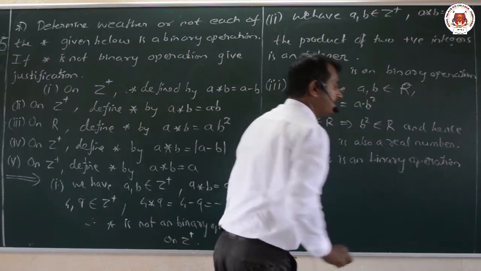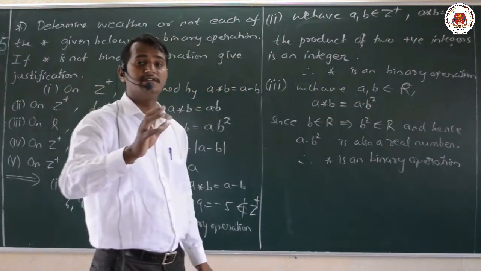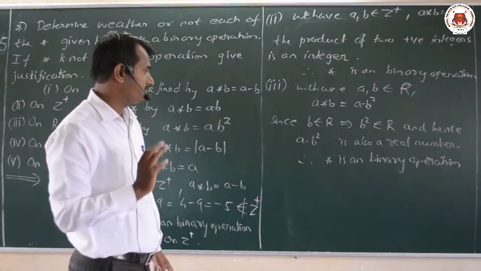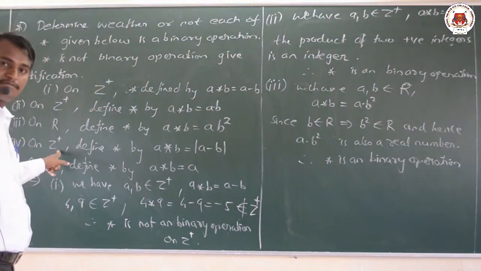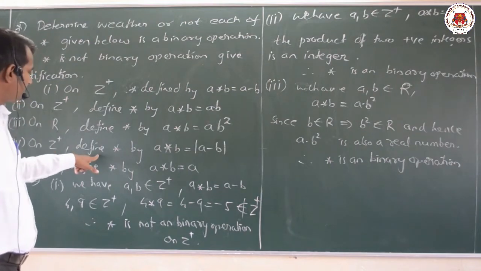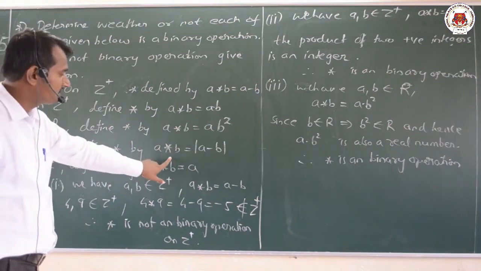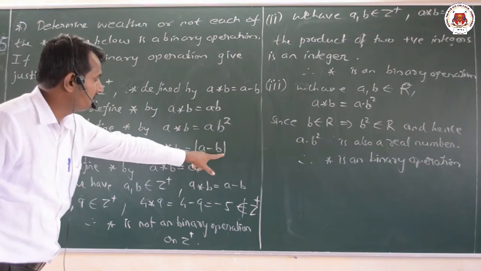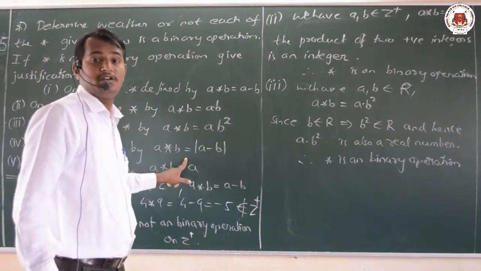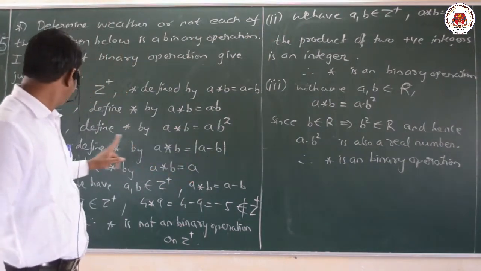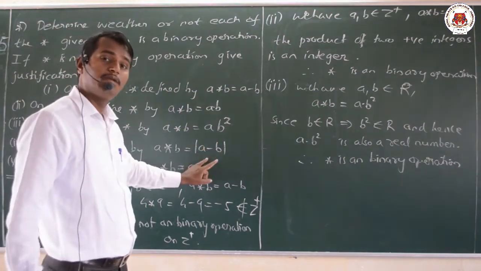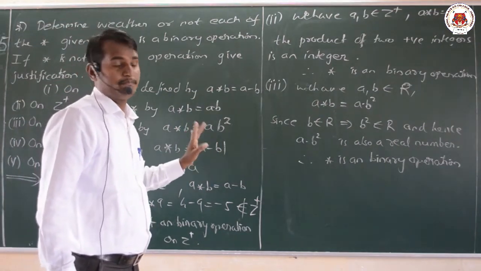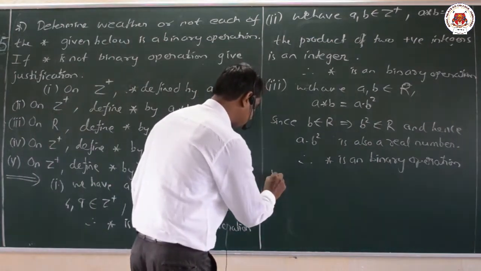Therefore star is a binary operation. Dear friends, it is a very simple example. Next, the fourth one. What has he asked in the fourth one? On Z plus, define star by A star B equal to modulus of A minus B. That is the notation for modulus. Modulus means if A and B are any positive integers, the modulus of it will always be positive itself. That we shall check now.